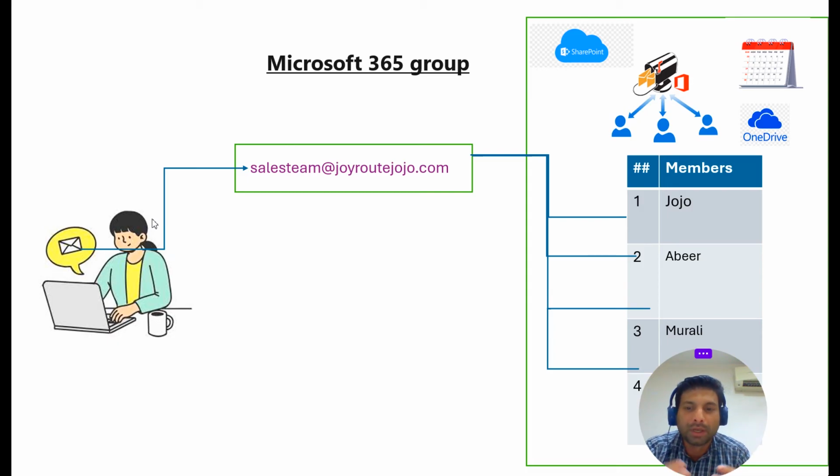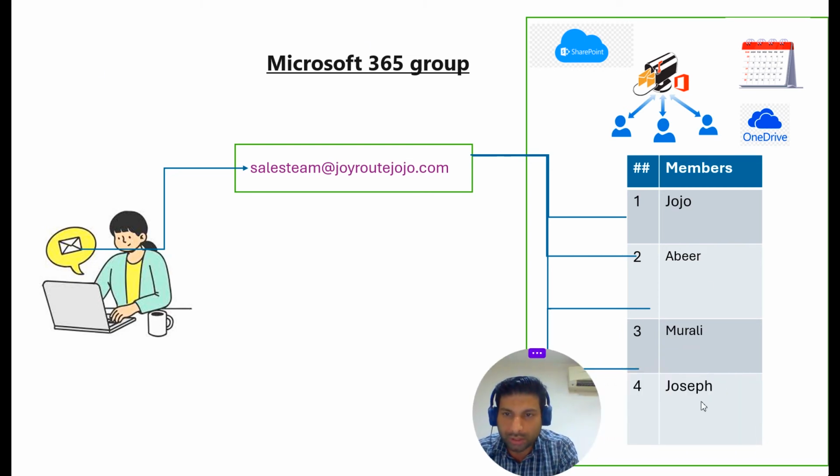Microsoft 365 groups come with a shared mailbox that all group members can access. So in this case, all these users have a shared mailbox and all of them can access it. In addition to their personal mailbox, they get a shared mailbox. This mailbox allows members to send and receive mail from a common email address. So all of them can send mail through sales team at joyroute-jojo.com.